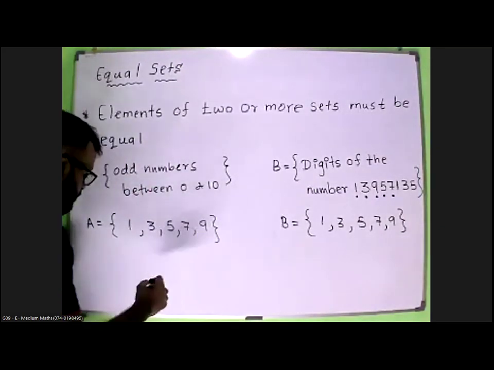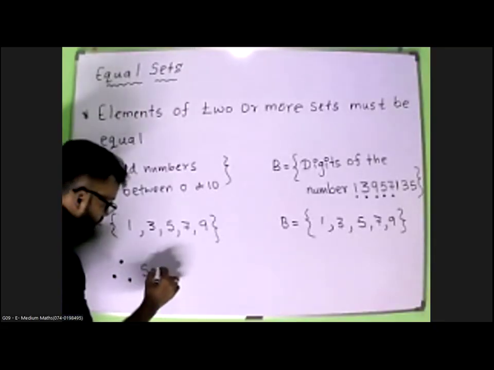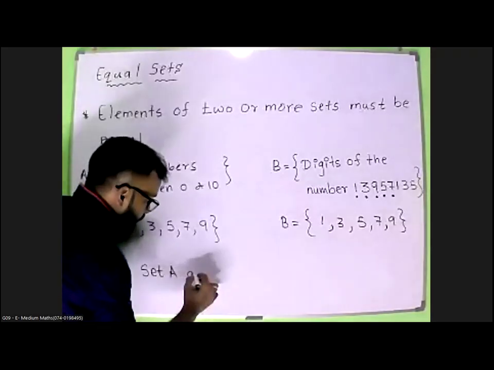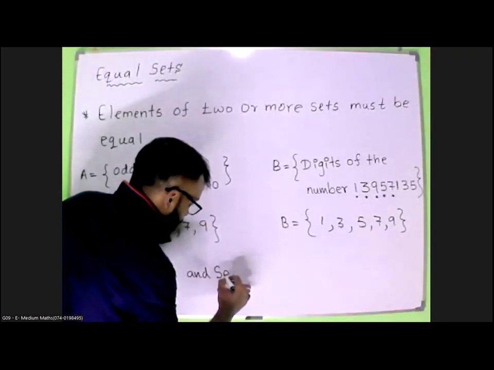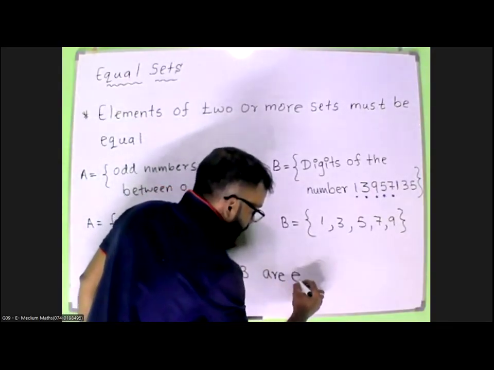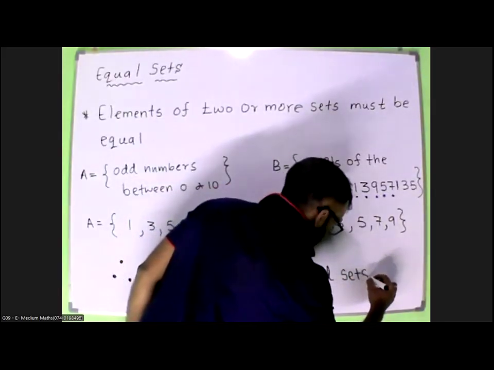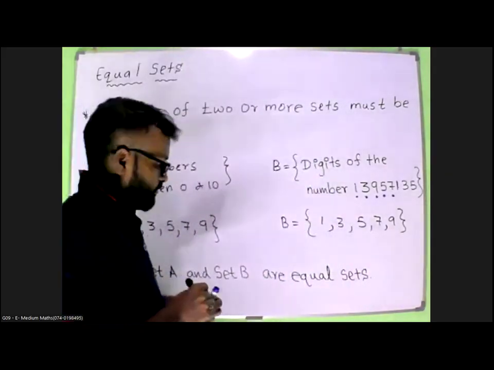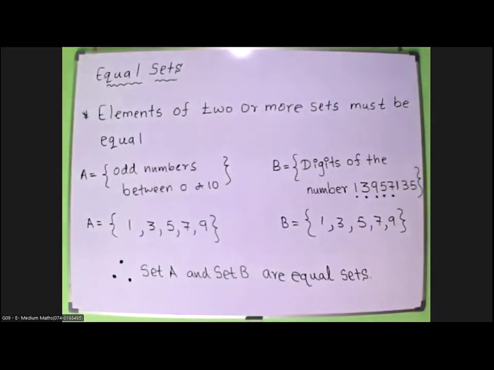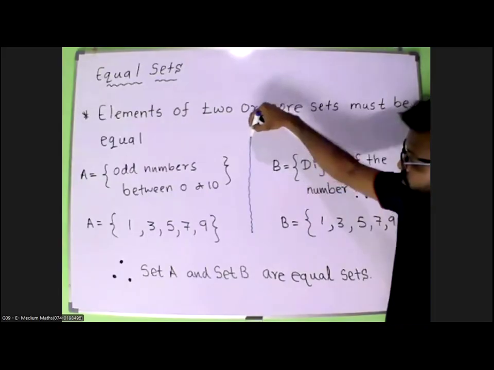So therefore, set A and set B are equal sets. Please write.